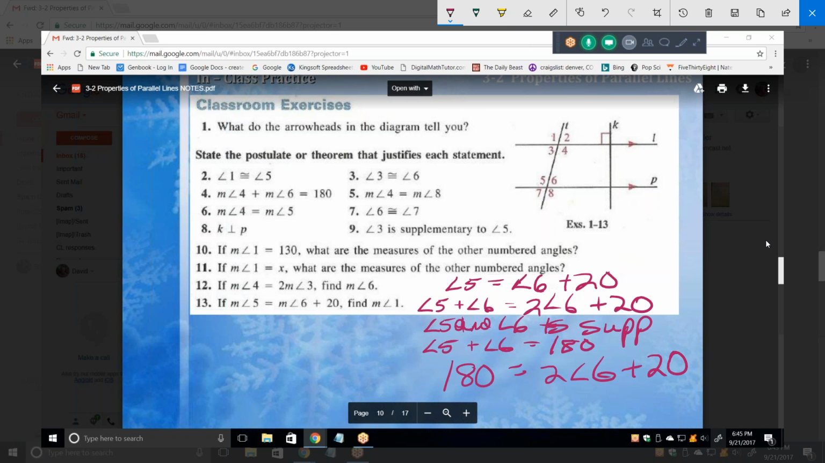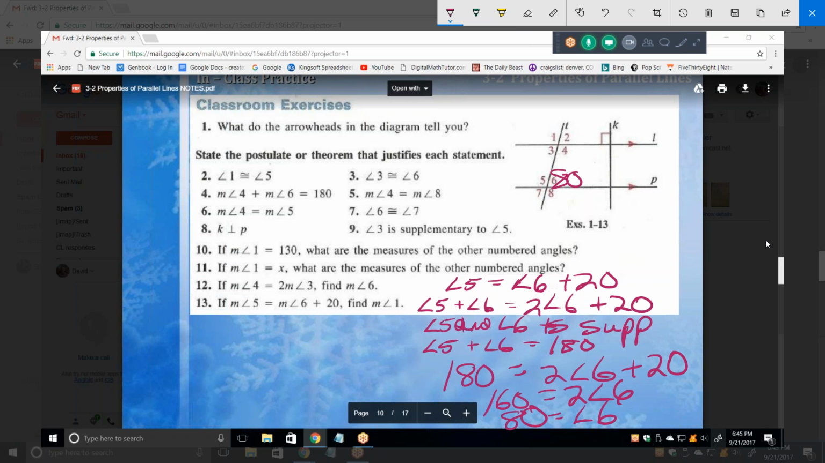Now solve it just like any equation. How would you solve for angle 6? You just subtract 20. Okay, so 160 equals 2 angle 6s. And you divide by 2. And so angle 6 equals 80. So angle 6 is 80. That would make the other one, angle 5, 100. And that's exactly what they said. Angle 5 is equal to angle 6 plus 20. So we've checked it. So that's correct.